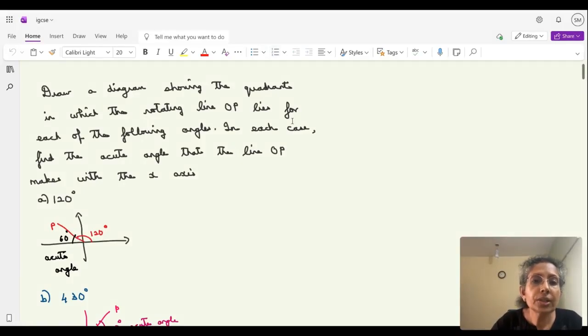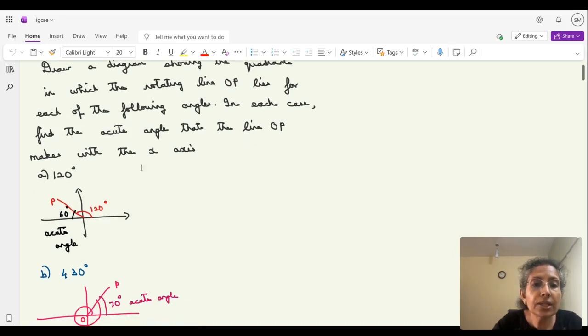Draw a diagram showing the quadrant in which the rotating line OP lies for each of the following angles. In each case, find the acute angle that the line OP makes with the x-axis. So this is trigonometry, A and AS level mathematics 1.